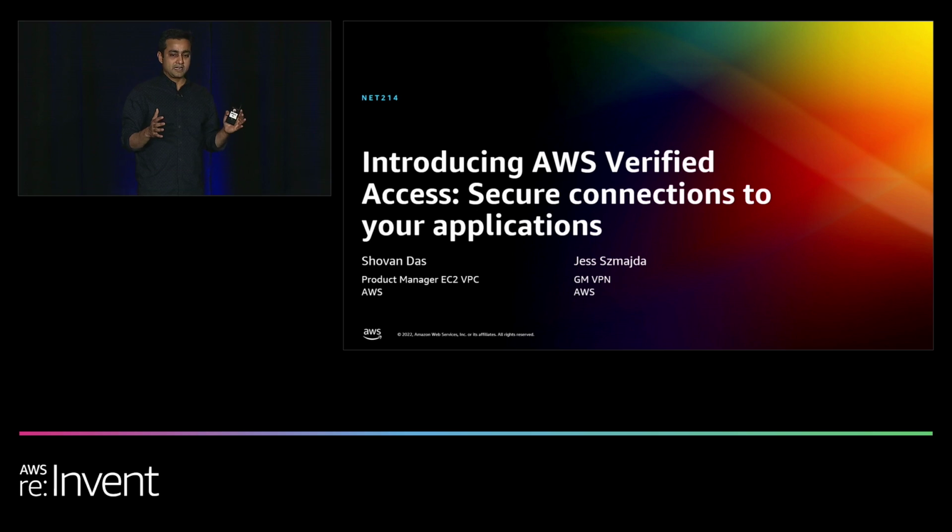I'm Shovan Das. I'm a product manager in the EC2 VPC team, and I am with Jess, who runs the VPN organization in AWS. And we are very happy to introduce a new AWS service called Verified Access, which allows you to connect to your corporate application without VPNs. I'm personally very excited about this service because it is our first purpose-built service using AWS Zero Trust principles.